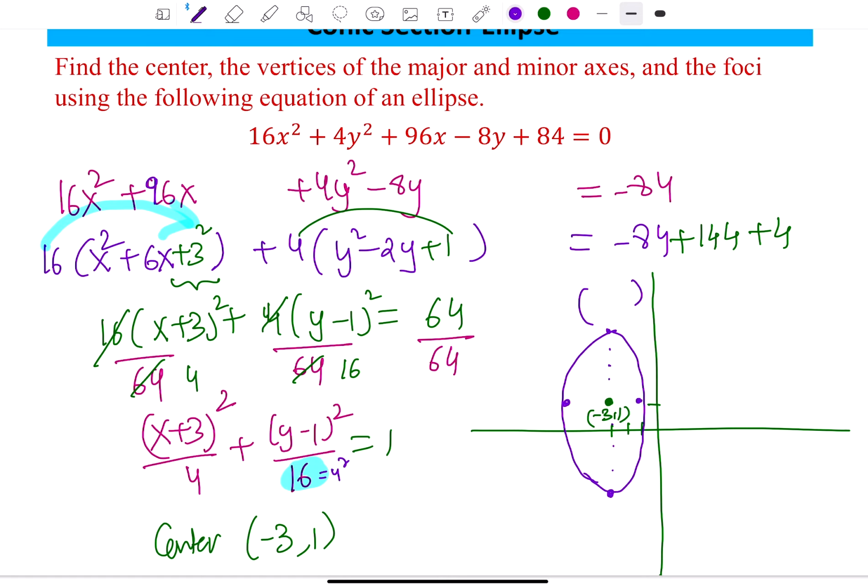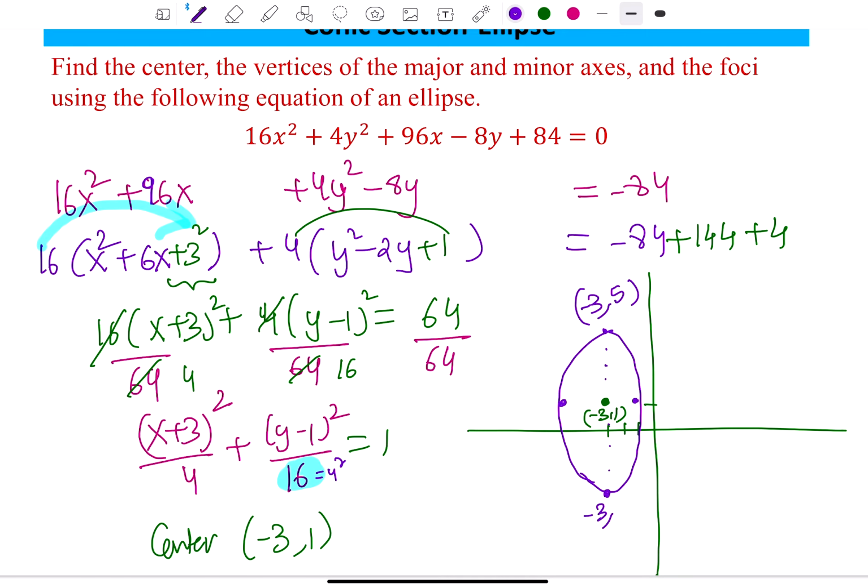Now make sure we label the coordinates. Starting from negative 3, 1, if we went 4 above, I was at negative 3, 5. And if I go 4 below, I'm at negative 3.